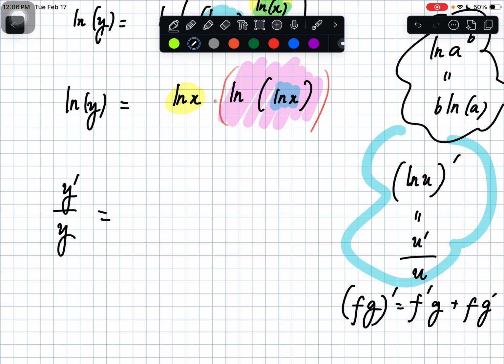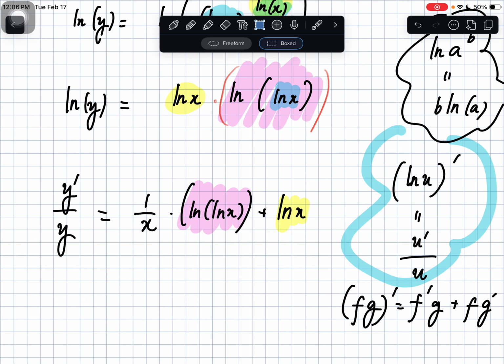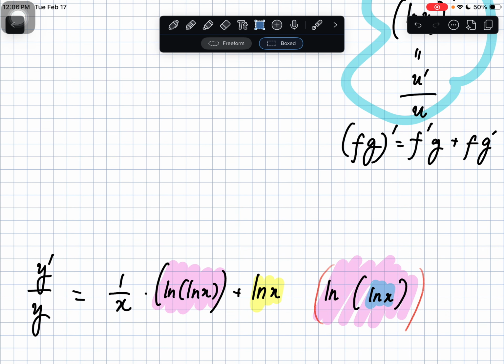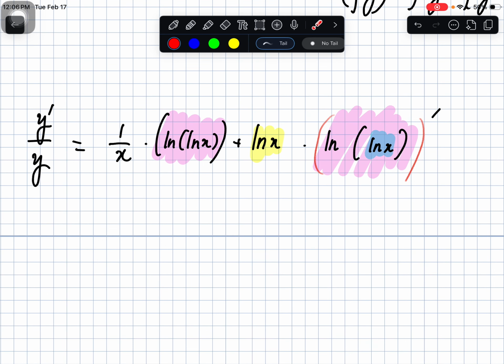You use this here: ln prime, ln x prime is 1 over x, ln x. So that's the pink term here. Plus f ln x, the yellow term, times the pink term prime. So for now, let me just copy that and put the prime there. Okay. Now the only term left, we need to compute this one.